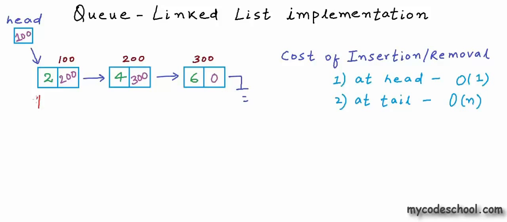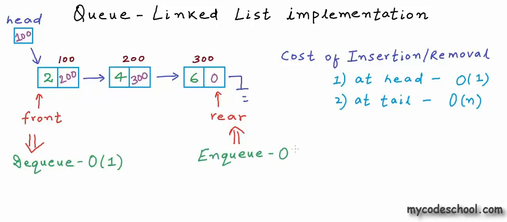Let's call this side front and this side rear. So I want to NQ a node from this side and I want to DQ from this side. We are good for the DQ operation because removal from front will take constant time, but insertion or NQ operation will be big O of n. Let's first see why insertion at tail will be costly, and then maybe we can try to do something.